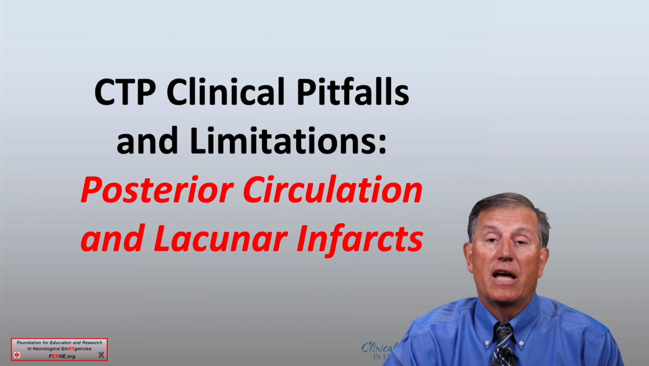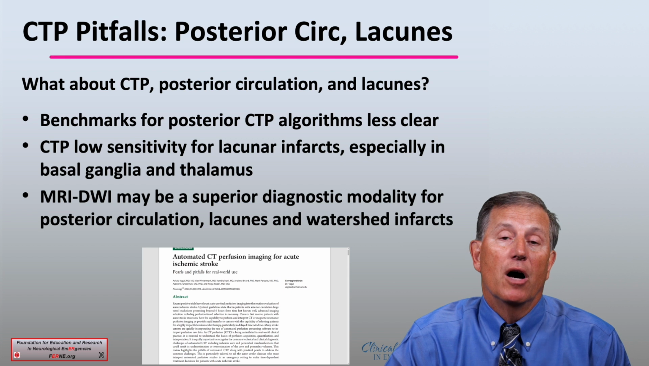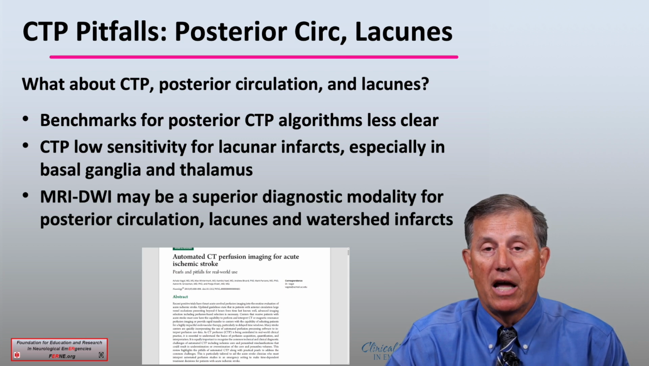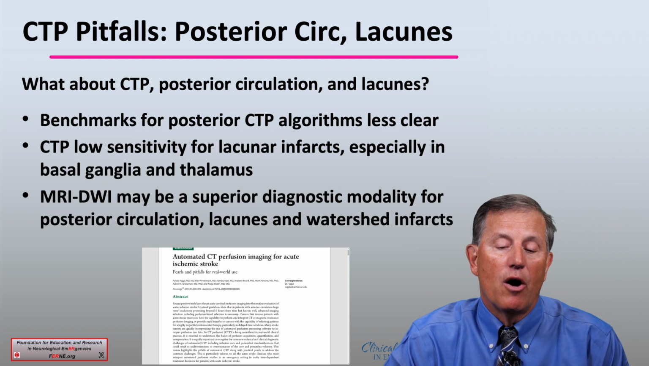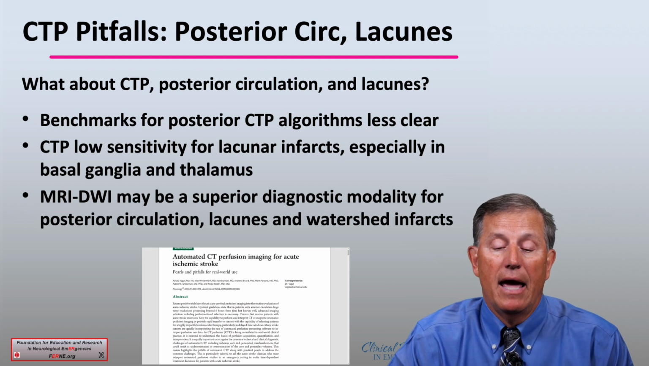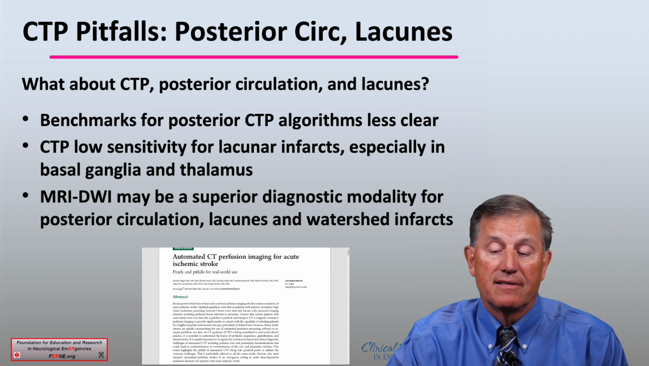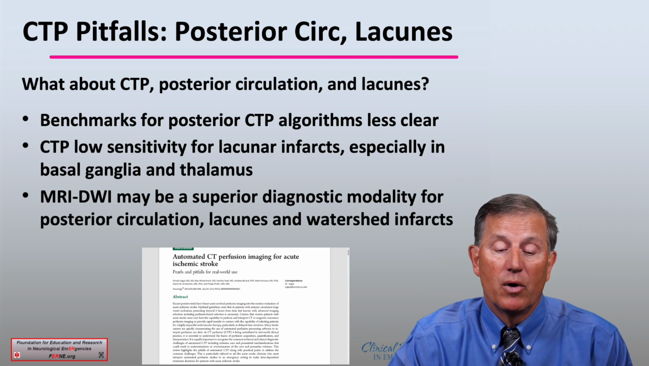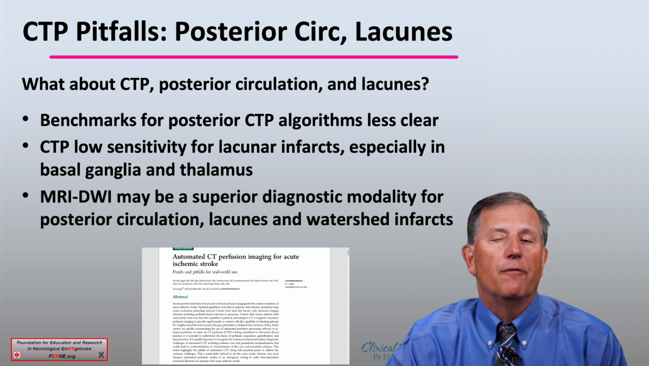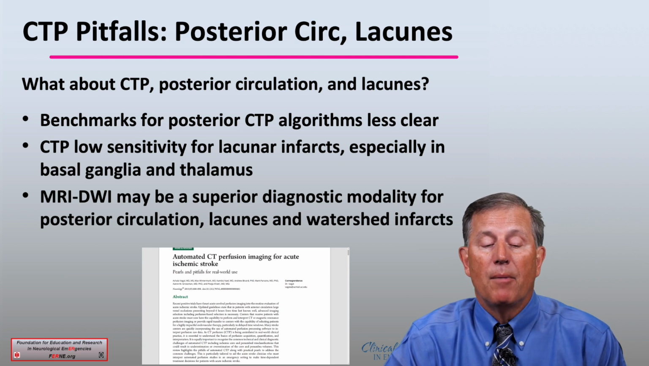What about posterior circulation and lacunar infarcts? We know that the benchmarks for the algorithms for understanding CTP in posterior circulation stroke are less clear. We also know that CTP is low sensitivity for lacunar infarcts, especially in the basal ganglia and thalamus. And we know that MR-DWI may be a superior diagnostic modality for the posterior circulation, lacunes, and watershed infarcts. So in summary, in posterior circulation problems, if you're trying to accurately assess the size of the core infarct and the ischemic penumbra, MR-DWI testing may be a superior choice.